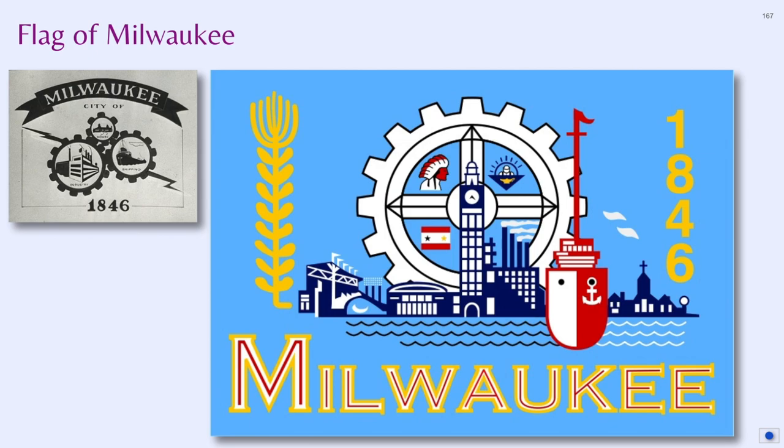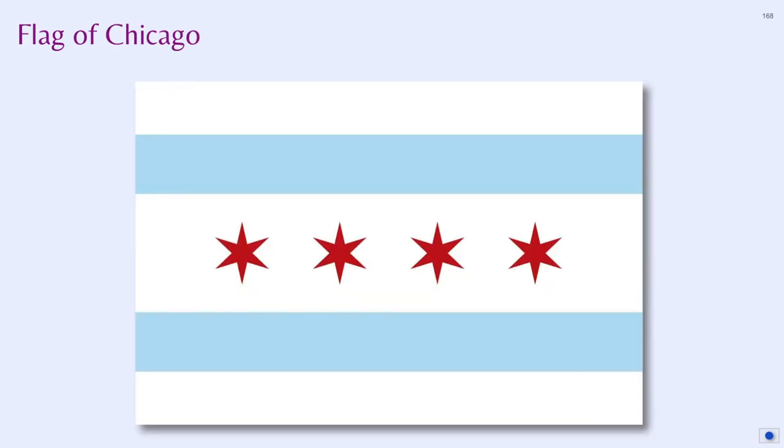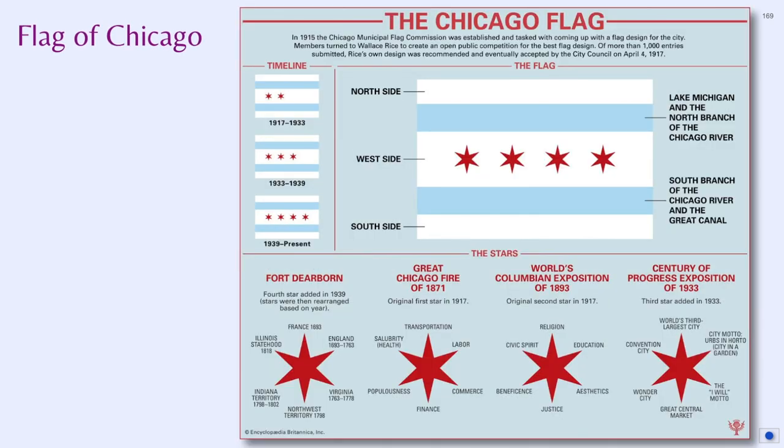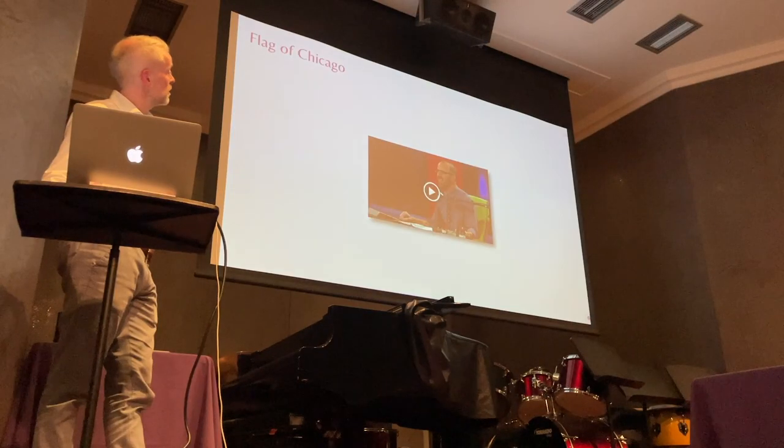So that was the winning design, which they managed to make even worse by cobbling together this, the current flag of Milwaukee, which even appears to have a flag on the flag. The flag of Chicago is somewhat tidier, and it's still loaded with symbolism. This is what design aficionado Roman Mars has to say about it in his TED talk.